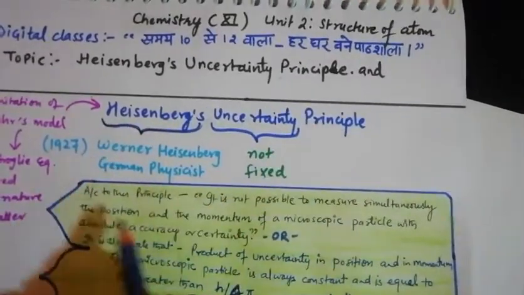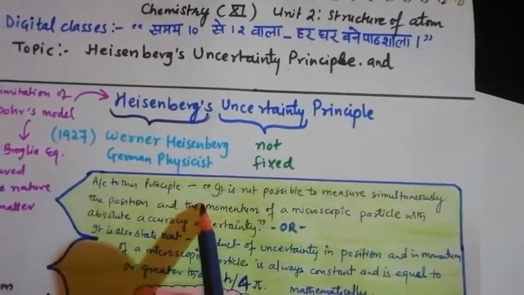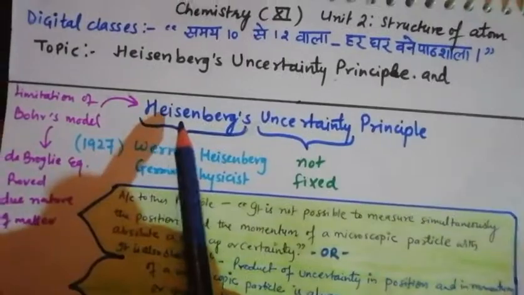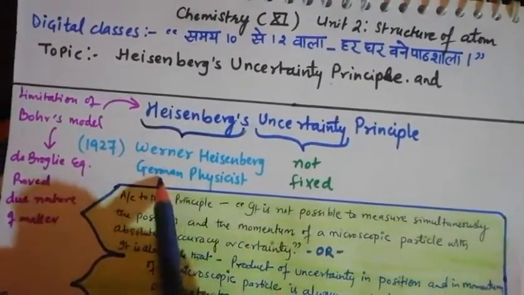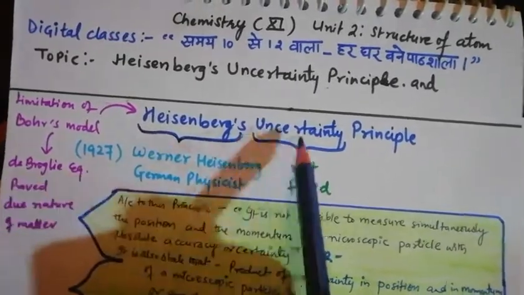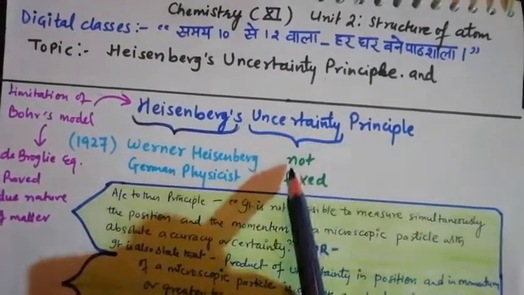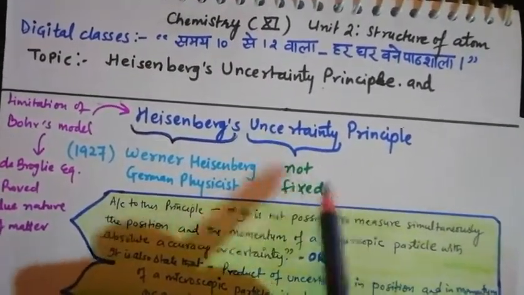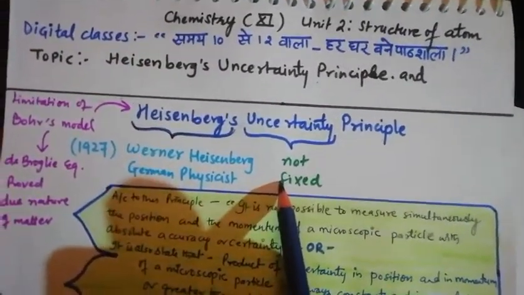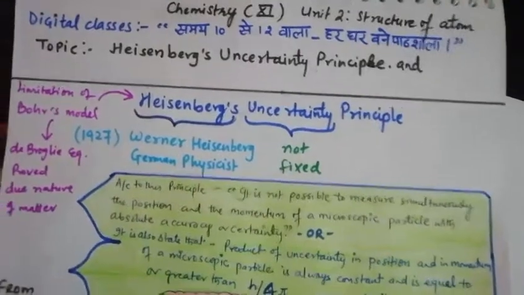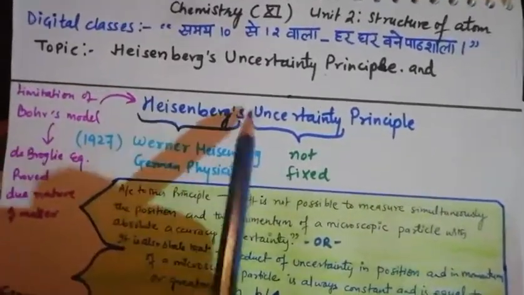Before going to the definition and meaning, let's understand Heisenberg uncertainty principle. Werner Heisenberg, German physicist, in 1927, gave uncertainty as a principle which tells about what is not fixed. What is not fixed? The position or the momentum. These are not fixed. So from where did this Heisenberg uncertainty principle come?